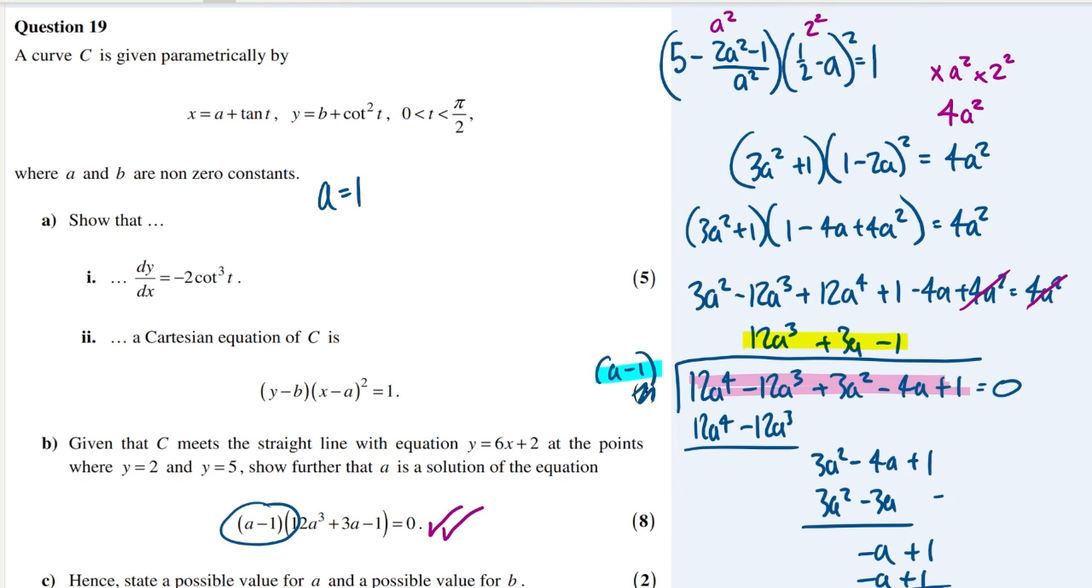And then, if we remember from previously, the b value was equal to this, because that's what we replaced the b with. So b is equal to 2, 1 squared minus 1 over 1 squared. So b is equal to 2 minus 1, which is 1 over 1, which is 1. And we are done with that beast question.